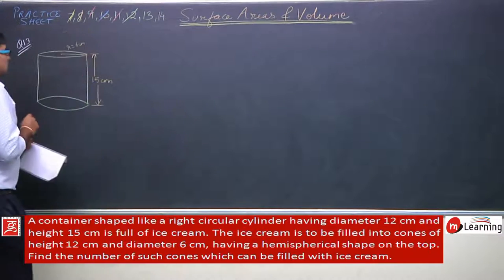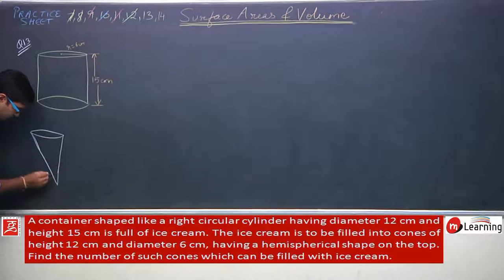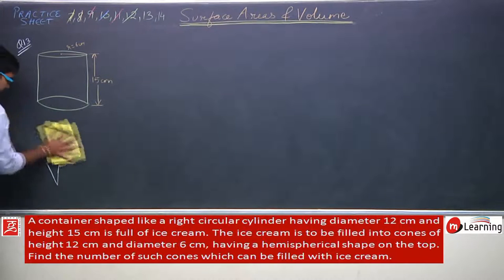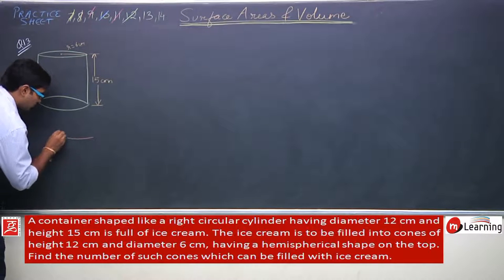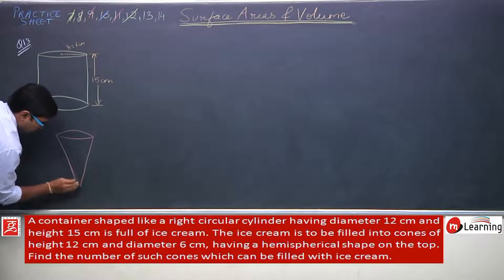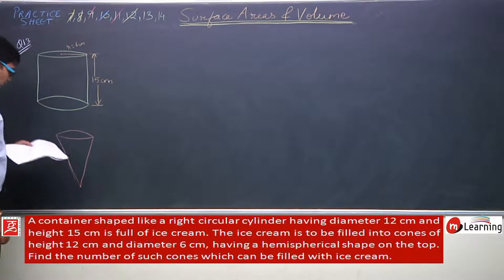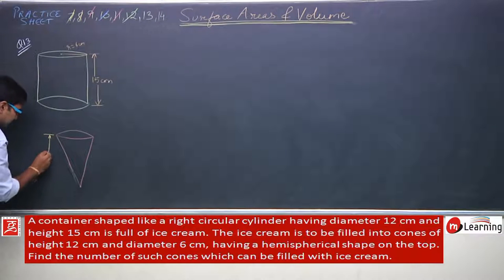Now the height of this cylinder is 15 centimeters. Then we take its ice cream out and fill it into a cone, and when we fill the ice cream in the cone, the shape of the cone is something like this. Okay, this is like a cone, let me draw it again. Now this is a cone.